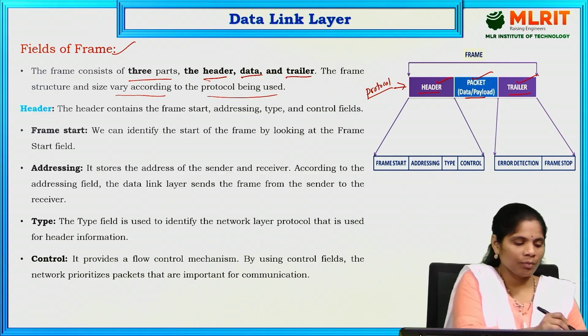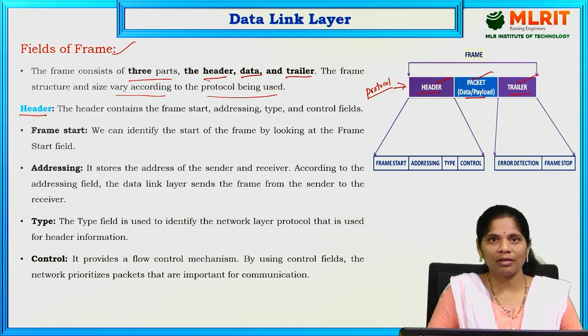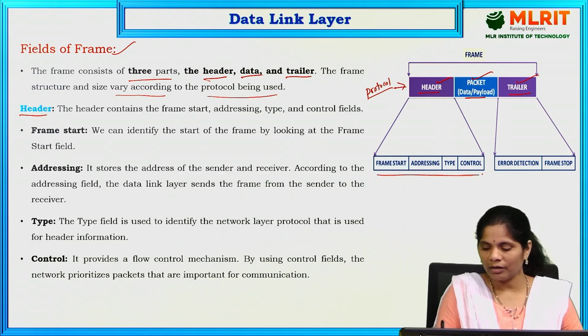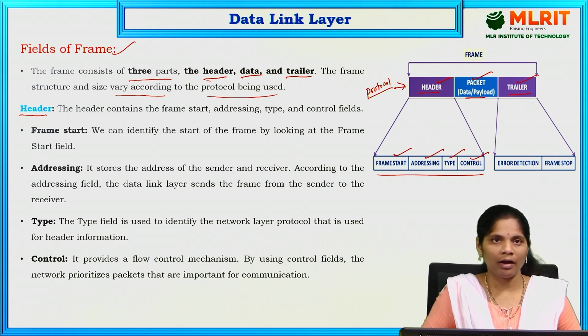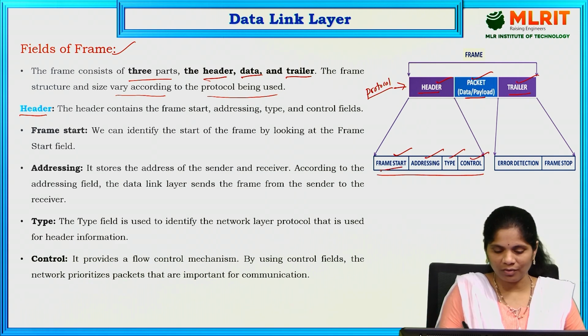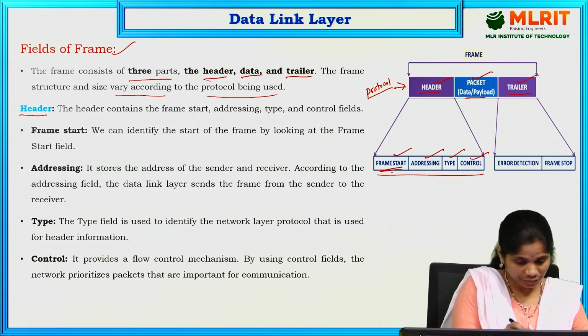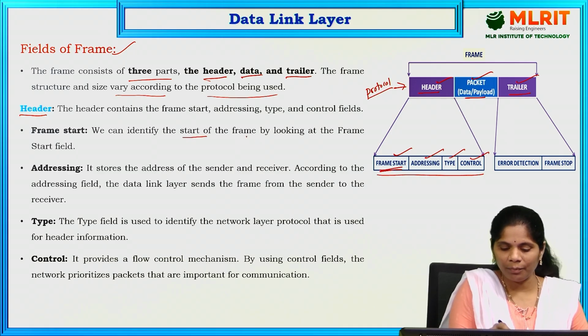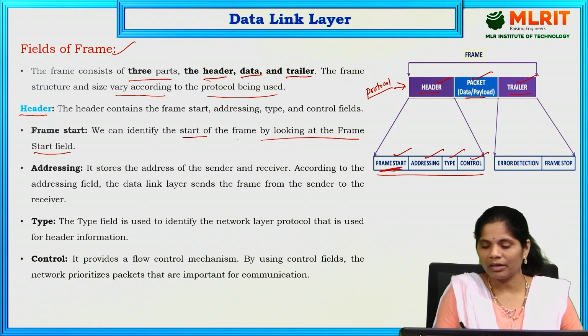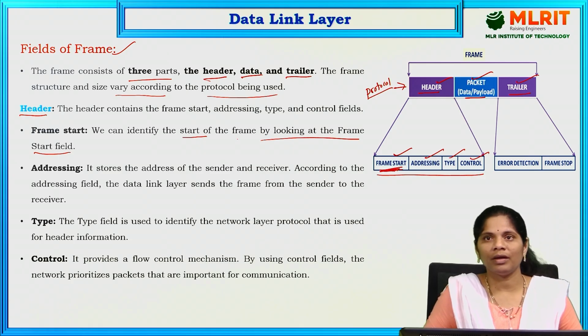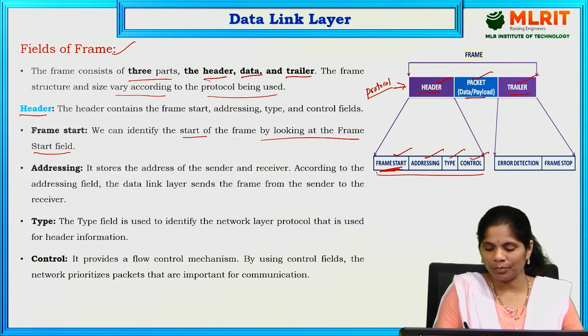First, we will discuss what the header is. The header is again divided into four parts: frame start, addressing, type, and quality control. All of this comes under the header. First, what is frame start? It identifies the start of the frame by looking at the frame start field. It talks about where the frame is going to start. That is nothing but the frame start.